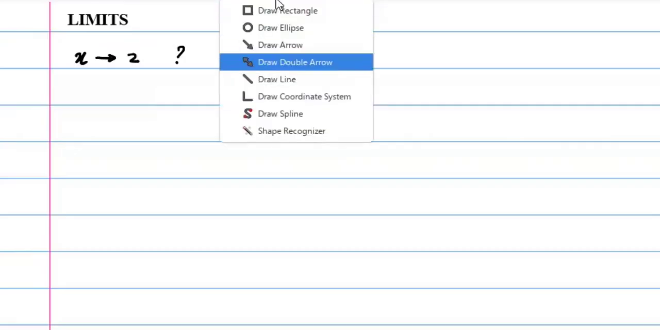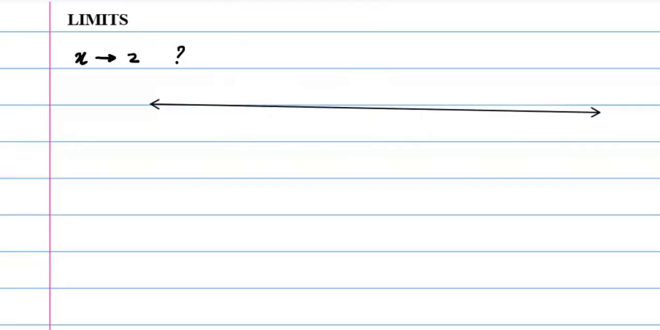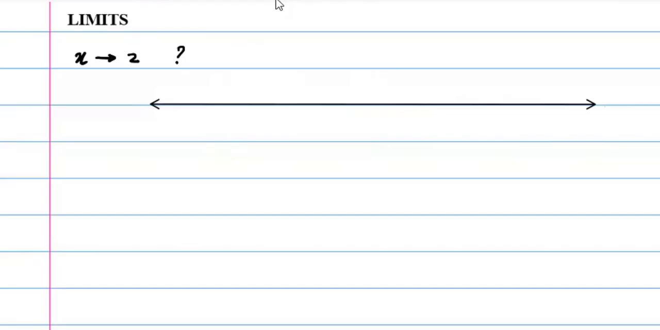So for that, we can consider a number line. On the number line, I can have something like -1. This is 0. This is 1, 2, 3, 4. So this statement, that is x tends to 2, what does it mean? It means that the value of x is approaching 2. It is coming closer to 2.